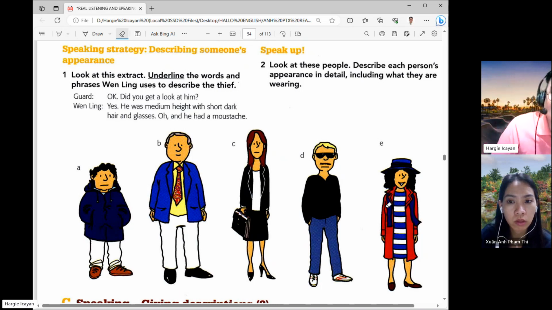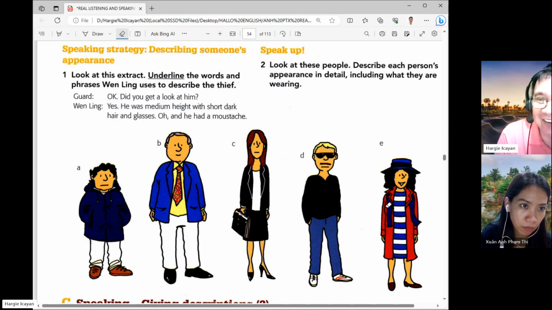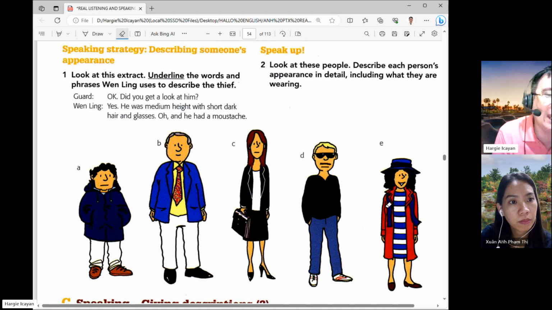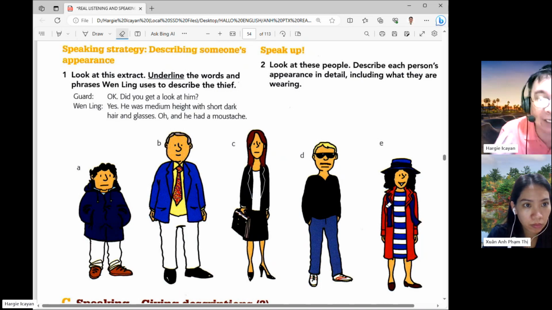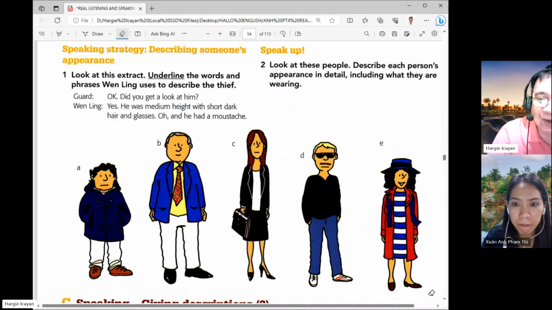That's how you describe a person or a suspect. And it's the same when you describe your patients. The patient came to me and consulted because of shortness of breath, she cannot breathe, and the patient has a medium built body, wearing something like that. So you can also use that in describing your patients. Okay, moving on.